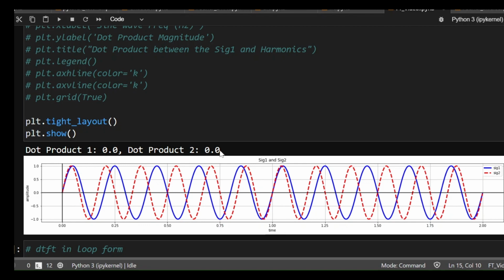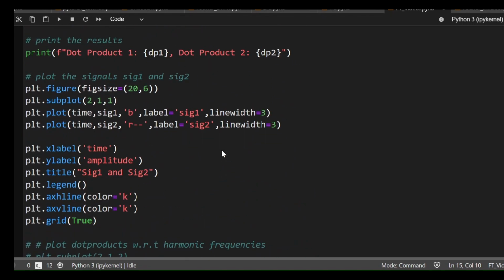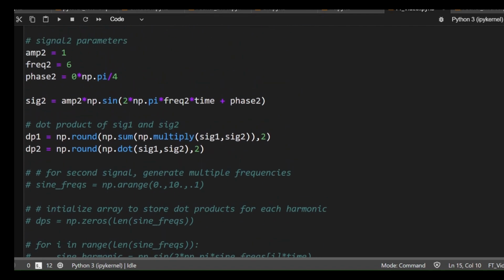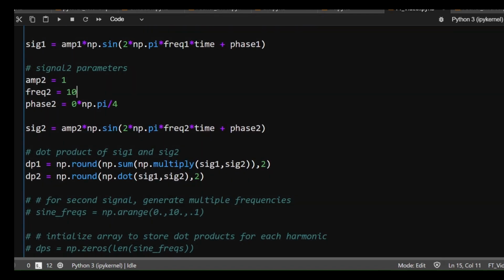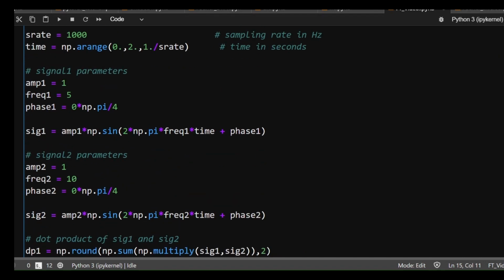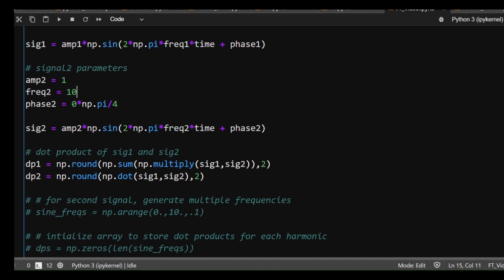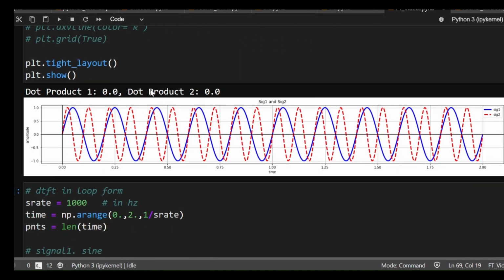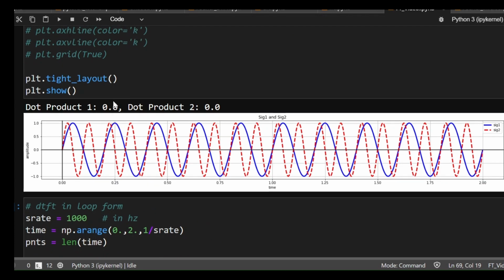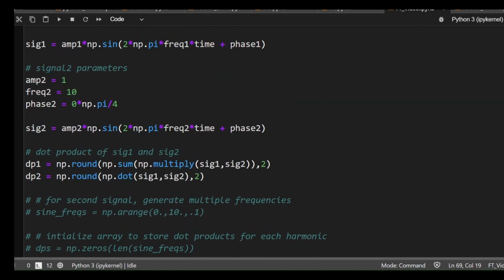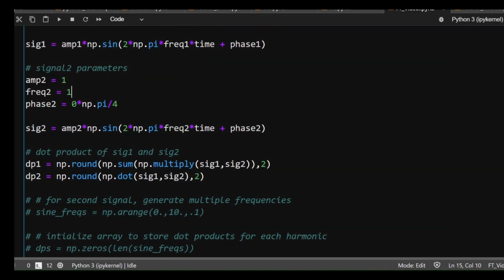Why has that happened? Let's try any other frequency. Let's say any arbitrary frequency for signal 2. Let's say 10 hertz, which is a perfect harmonic of 5. And again, we get 0. This is really surprising. Let's pick any arbitrary frequency. Let's say 17 hertz.